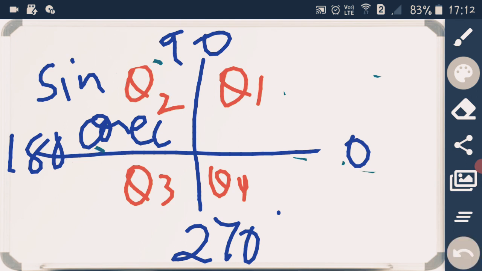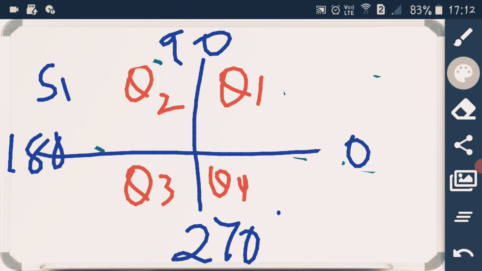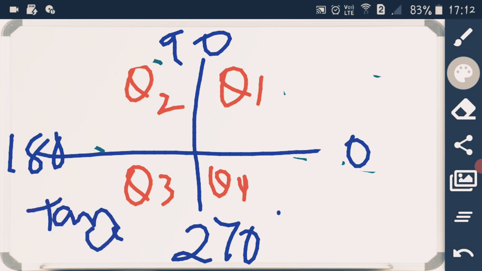Coming to quadrant 3, which are positive? Tan and cot are positive in quadrant 3, that is 180 to 270. Remaining others are negative in quadrant 3.